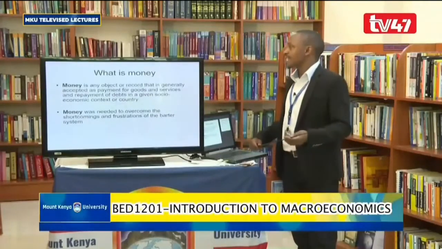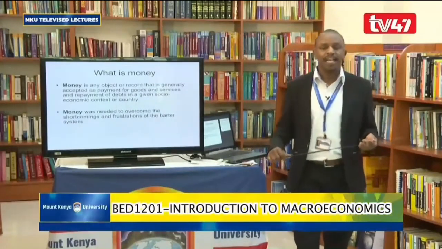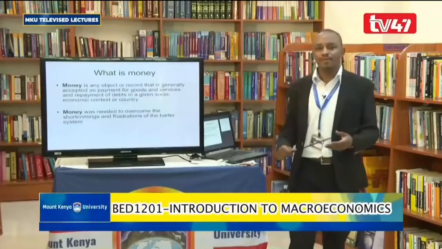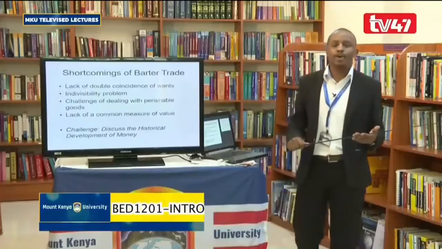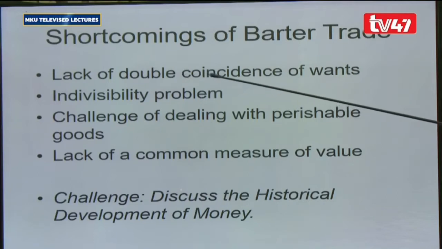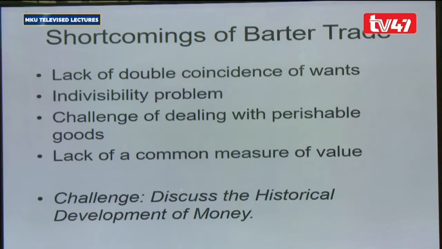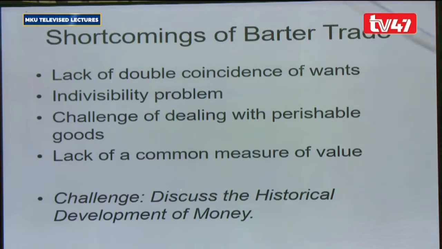Money was needed to overcome the shortcomings and frustrations of the barter trade system. Initially, we didn't have money coming on board. We had what we call barter trade. But barter trade had major shortcomings. For example, lack of double coincidence of wants. You have a cow and you want to have beans. Is it possible to get somebody who can exchange this for what you want? So getting what you want from the market was always a very difficult moment.